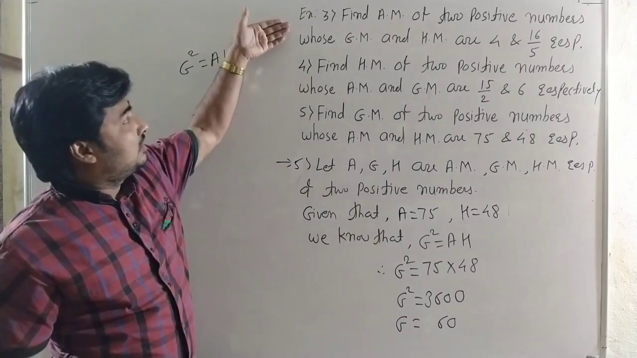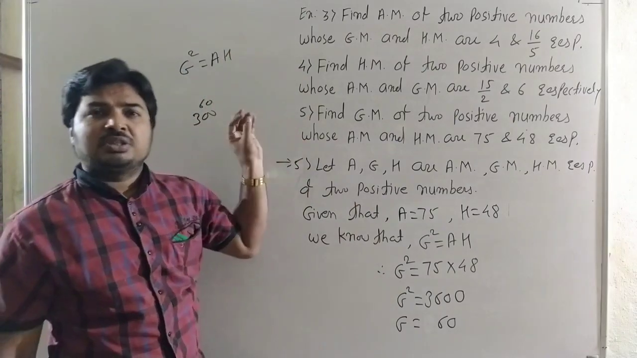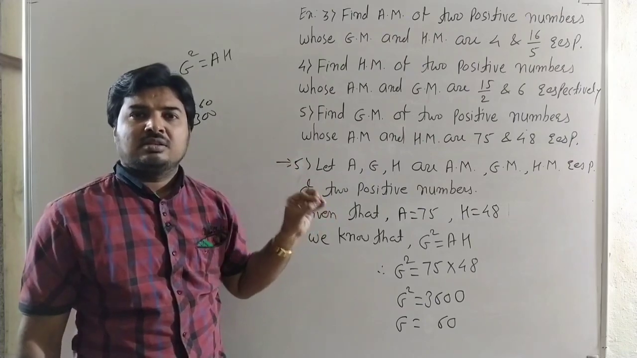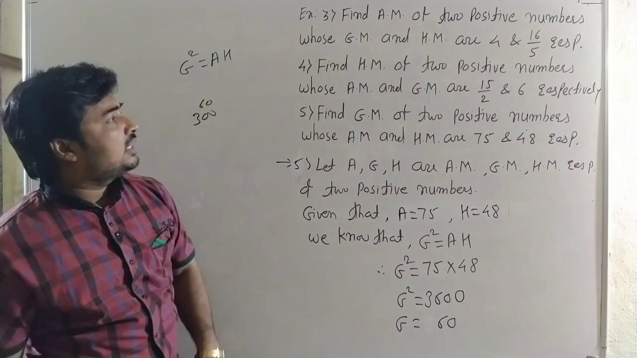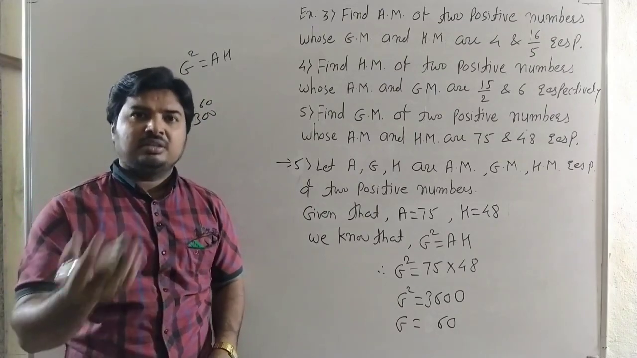Here it is 3, 4 and 5. That means 3 examples in our exercise 2.4 based on this formula. Okay, the remaining examples in this exercise we take in the next lecture.